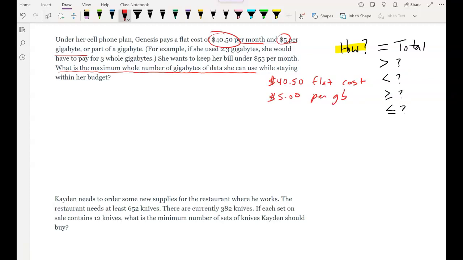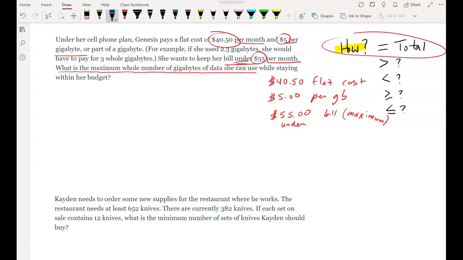She wants to keep her bill under $55 per month. So the bill needs to be under $55. So $55 is the maximum bill. No more than that, because she wants to keep it under 55. Now we have enough information that we can start to write our equation based on the how versus the total. So let's get started with that.